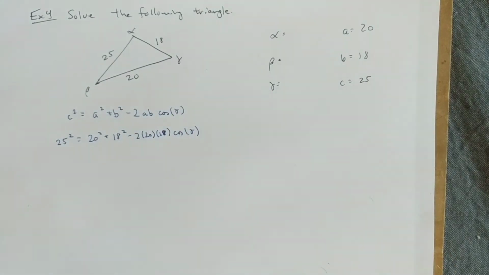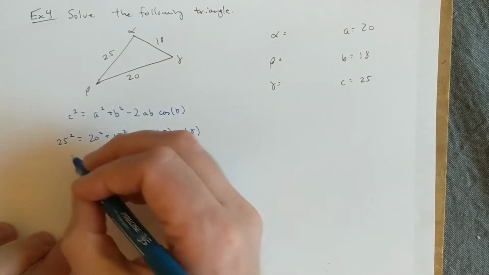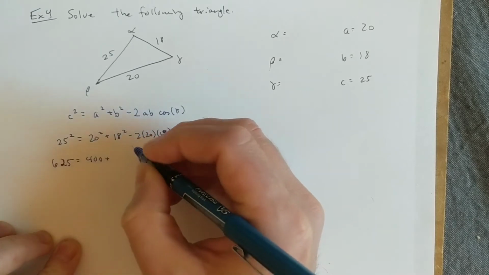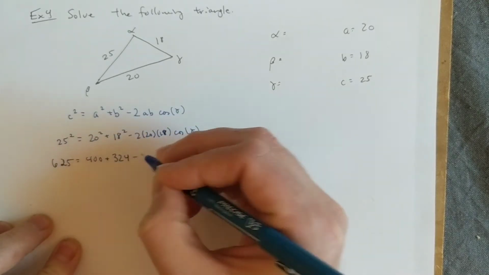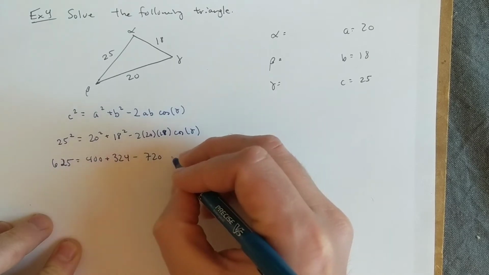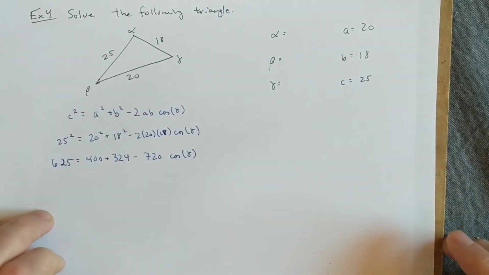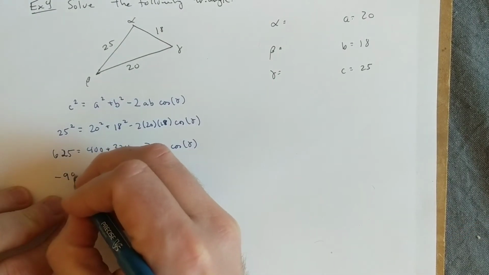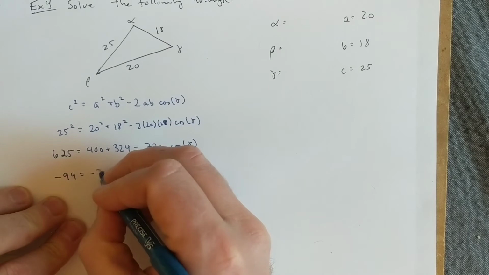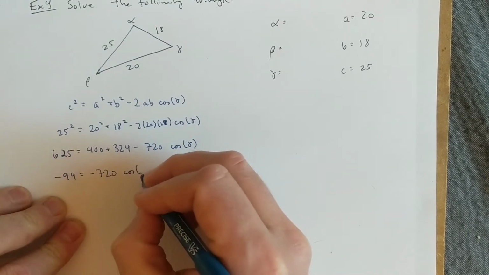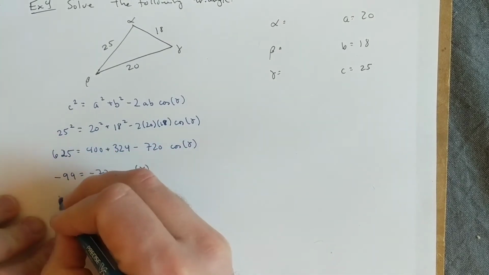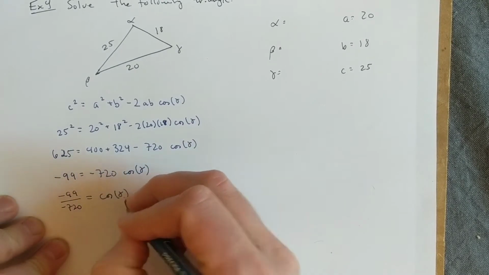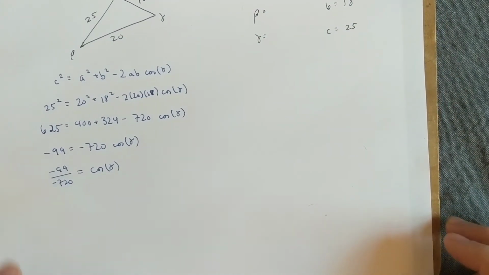Okay, so what do we get here? 625, 400, and 324 minus 720 cosine gamma. And then I'll subtract the 400 and the 324, and that gives me negative 99 over here. This is negative 720 cosine gamma, then divide by negative 720 on both sides to get what cosine of gamma is, and then we'll take the inverse cosine.